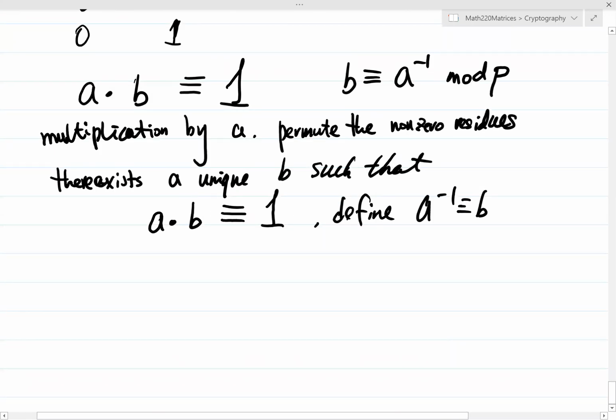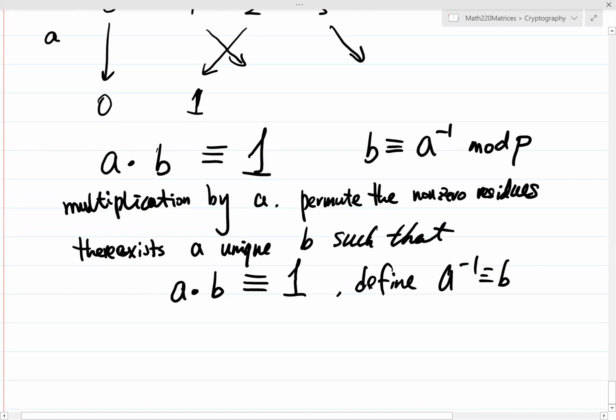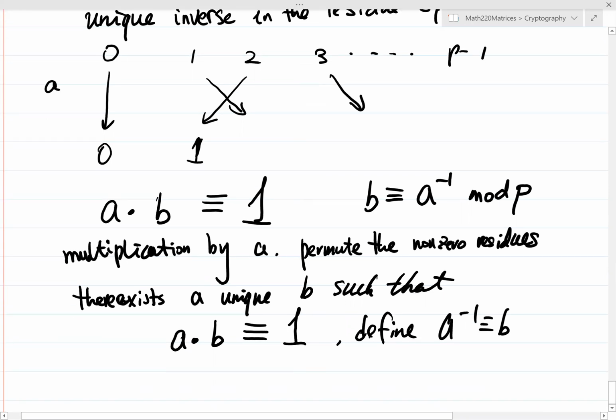You see, if we have non-zero residues modulo p and we multiply the residues by a, this permutes the non-zero residues. So somehow there is one number that we multiply by a so that we actually get 1: a times b is congruent to 1. This would be unique, a unique b.